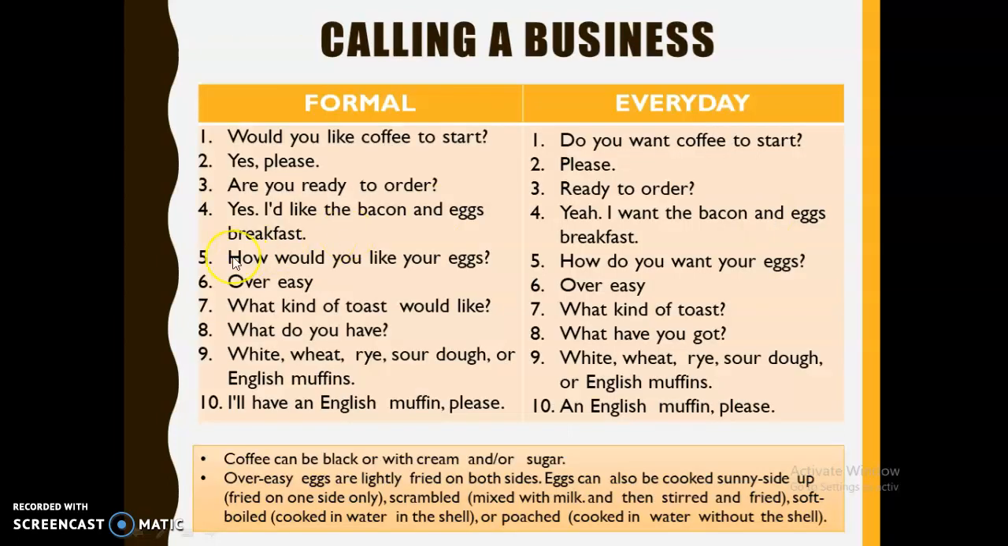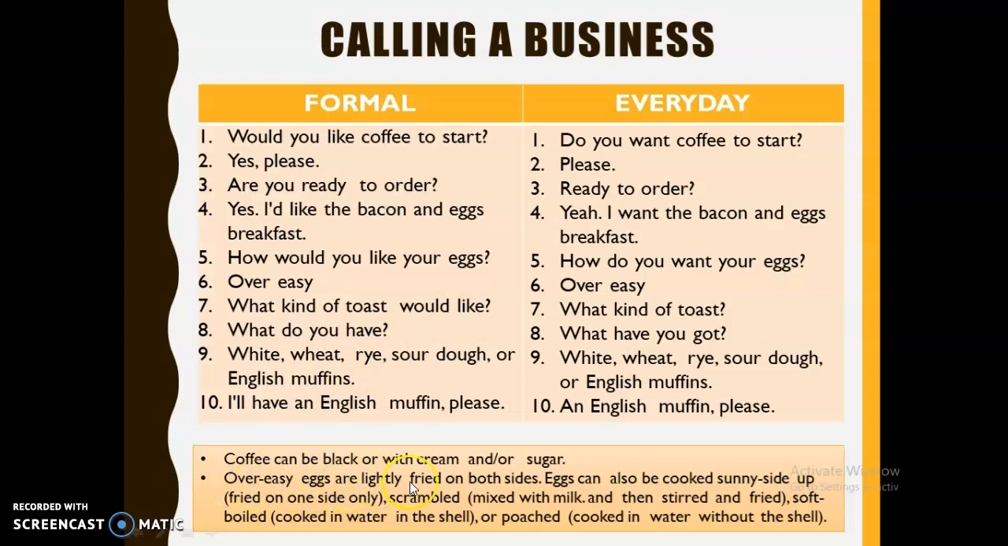Sorry. Next, number five, how would you like your eggs? How do you want your eggs? The same thing still, would you like, and we use want here. Over easy. Well, if you are confused what over easy means, here there is an explanation.